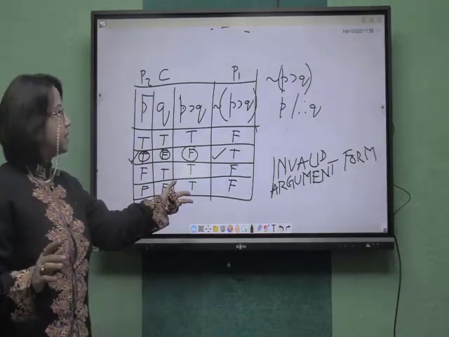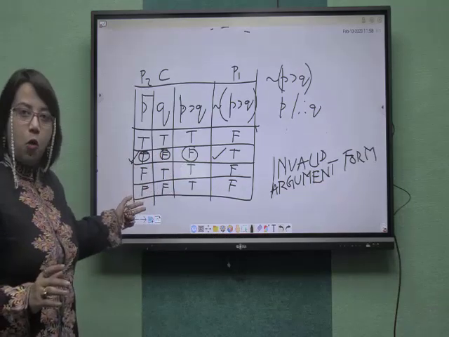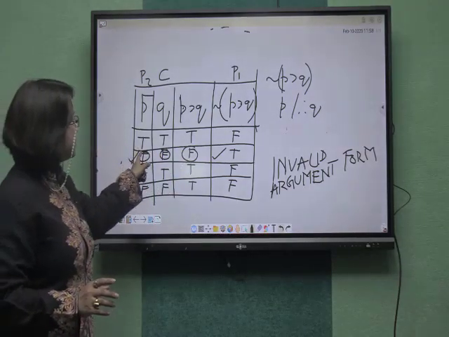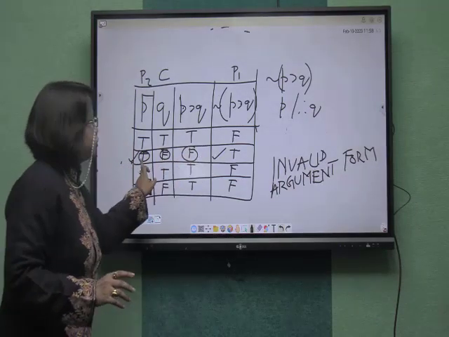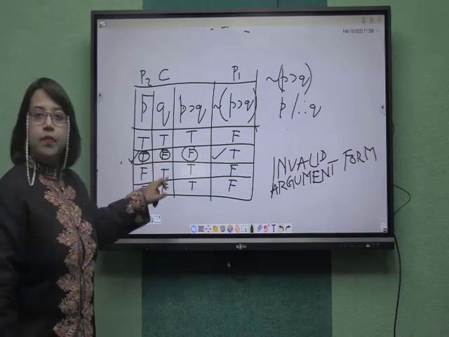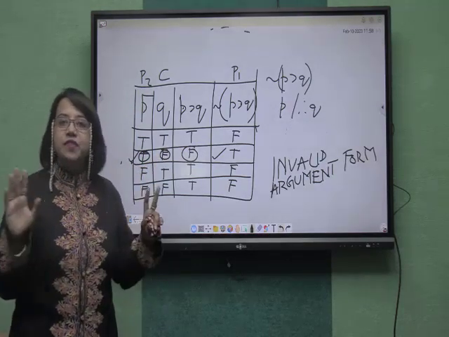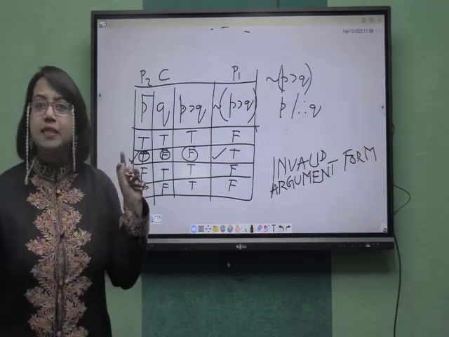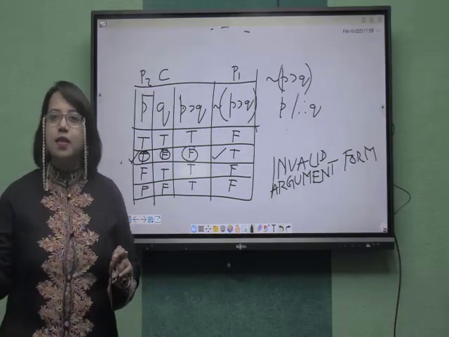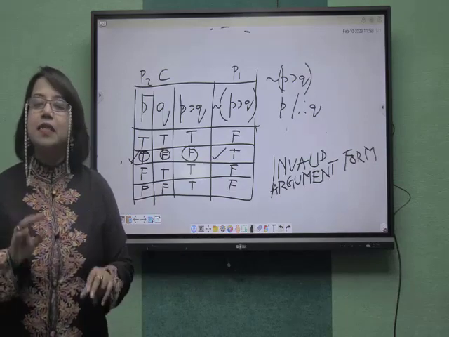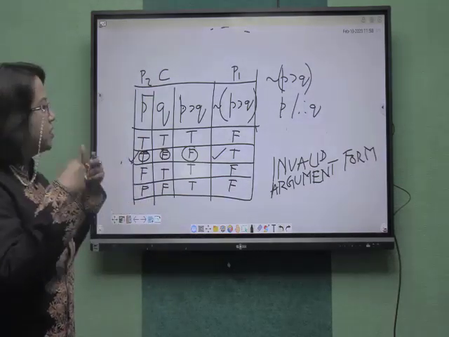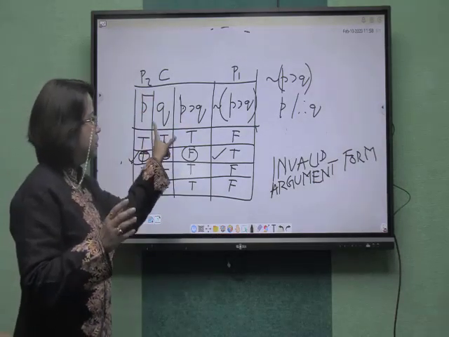If there is no such instance where the premises are true and the conclusion is false, then the argument is valid. This is the example of an invalid argument form, where we see in the second row that both the premises P1 and P2 are true, but the conclusion C is false. Even in one row, if such an instance is there where the premises are true and the conclusion is false and the argument falls apart, it is invalid. Okay? Now again, just a recap about the table.